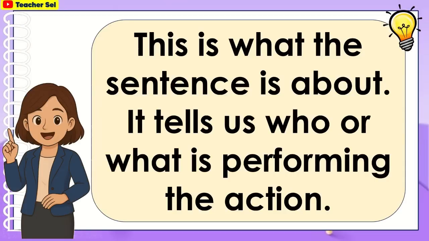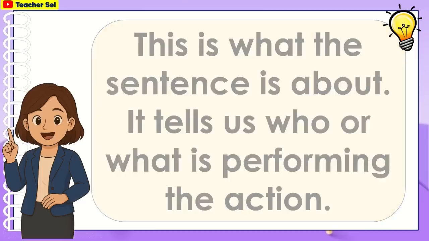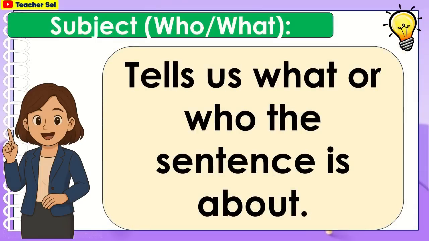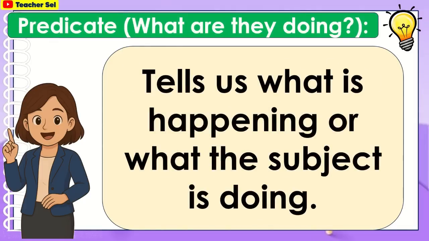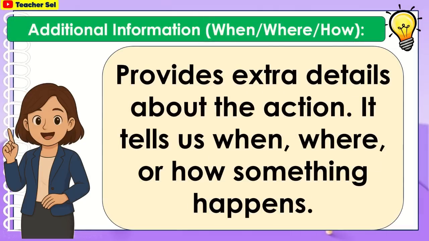This is what the sentence is about. It tells us who or what is performing the action. Subject: who or what tells us what or who the sentence is about. Predicate: what are they doing tells us what is happening or what the subject is doing. Additional information, when, where, and how, provides extra details about the action. It tells us when, where, or how something happens.